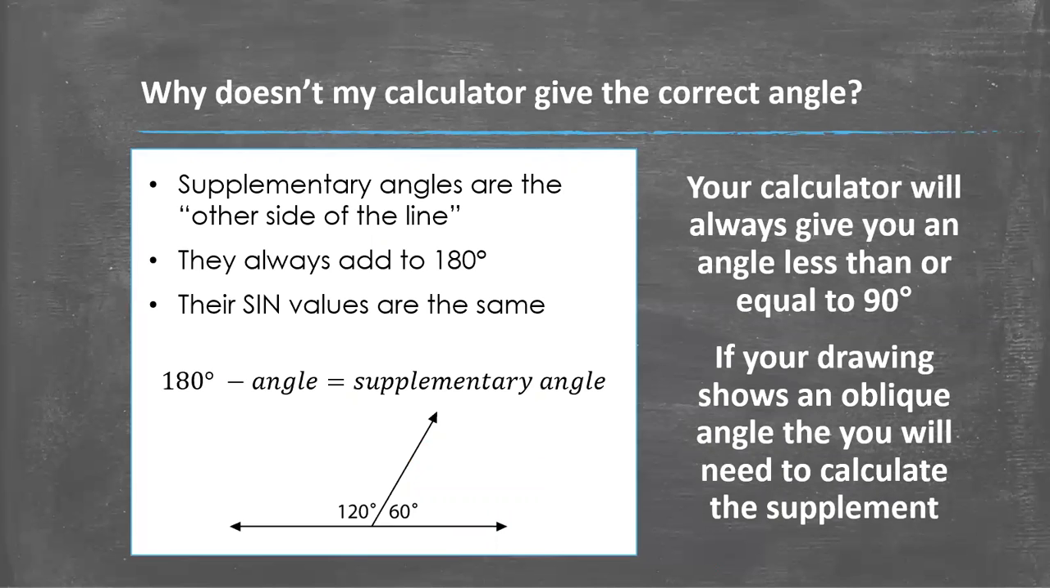So if you go, this is a little bit ambiguous. Nope, got a good old pun there. If it's a little ambiguous to you, hopefully the examples will make it a little clearer. So why doesn't your calculator give you the right angle? Well, your calculator will always give you an angle that's less than 90. But in an ambiguous case, we have to calculate the supplement.